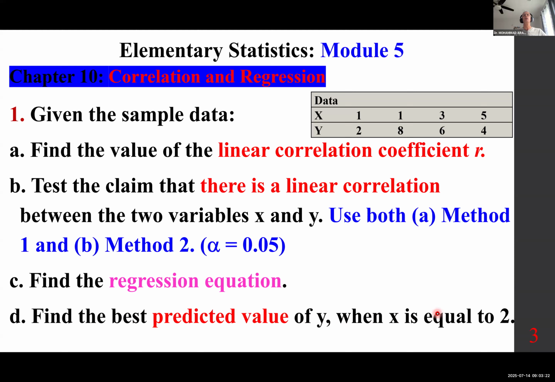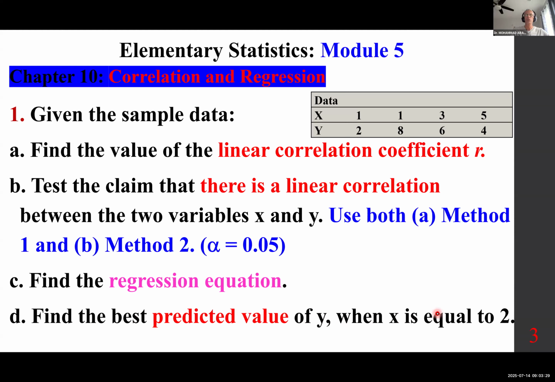Find the regression equation. Find the best predicted value of y when x is equal to 2. There's a lot of information here, so let's look at each case and the concept first. By the way, again, from here on, mostly technology is used. I chose a very small sample to show you how it's done by hand if need be. So first and foremost, what are we dealing with here?